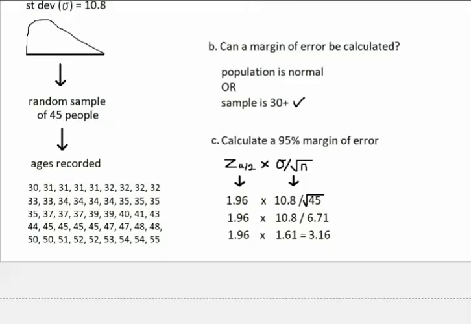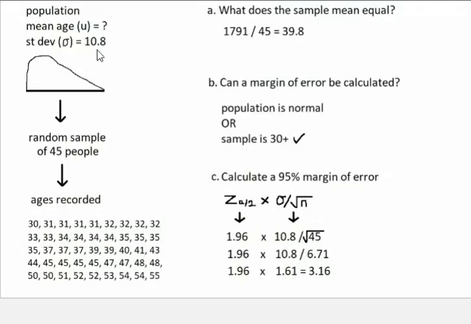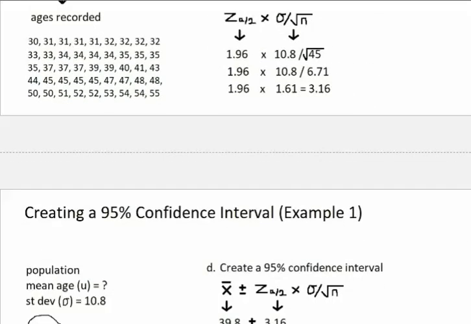So now let's calculate our 95% margin of error. We get our z-score from the table, it's 1.96. We plug in our population standard deviation, which is 10.8, and our sample size of 45, because it's 45 people. The square root of 45 is 6.71. We divide 10.8 by 6.71. Then we multiply by 1.96 and we get our answer. It's 3.16. That's the 95% margin of error.